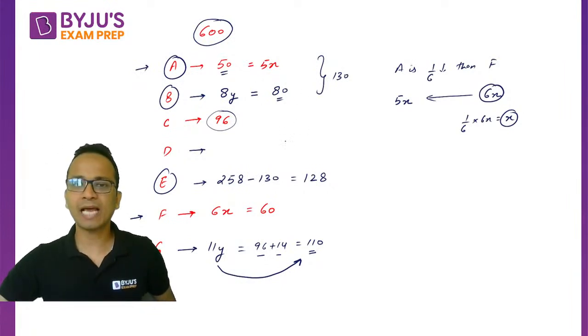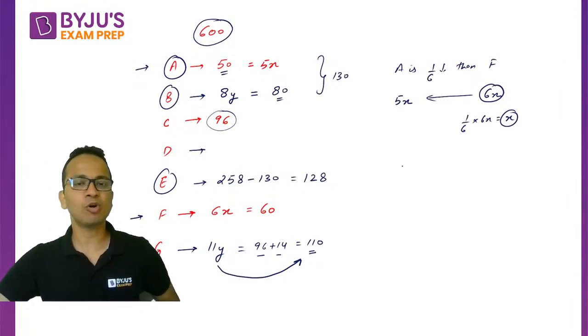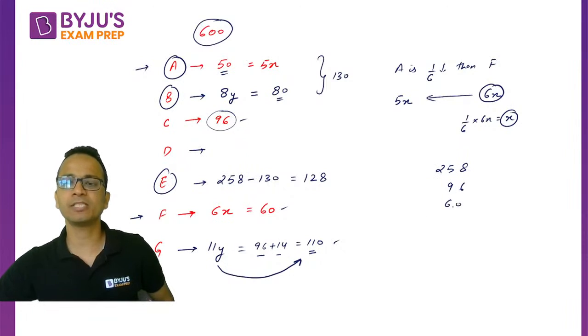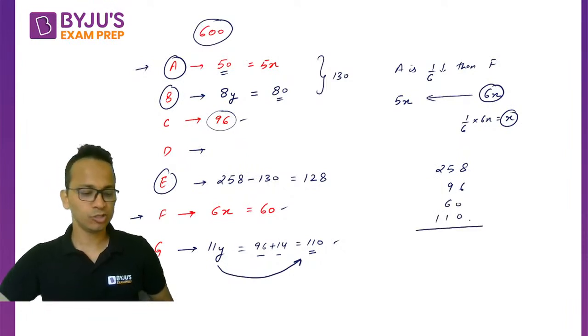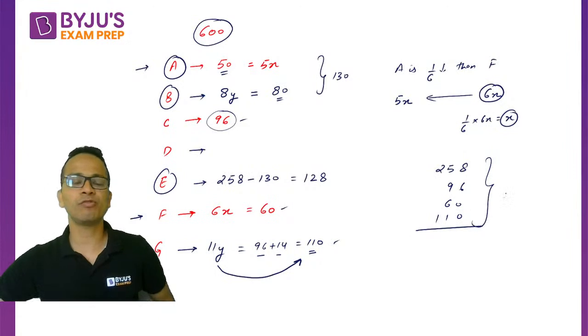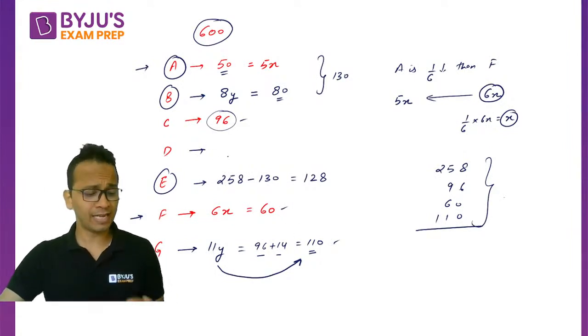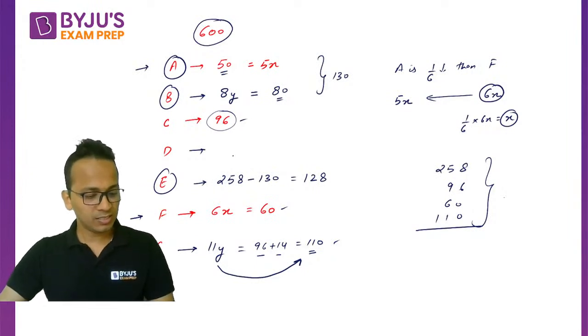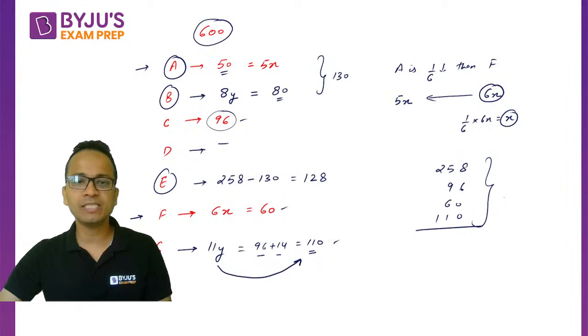So sum calculate करते हैं. So A, B, E का sum already 258 given था. Okay. So 258 and then just add these 3 values. So 258 plus 96 plus 60 plus 110. So this will be the sum of all the other values and the value of D. Yes, Sanu, Varun, Kalash. All right. So you all are saying that the value of D will be 76.